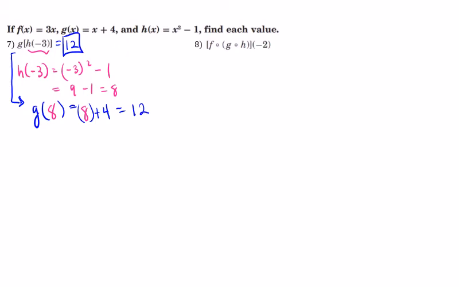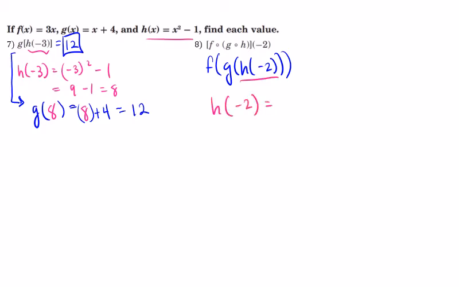All right. Okay, now here we have a triple one. We have f of g of h of -2. So we're going to start inside out. Another way to write this real quickly is f of g of h of -2. So I want to do h of -2 first.